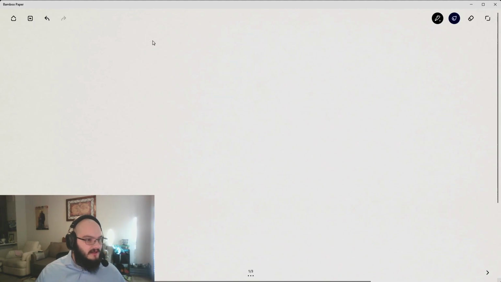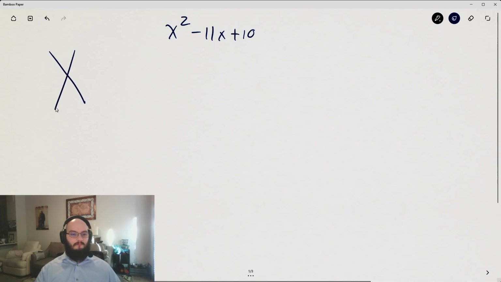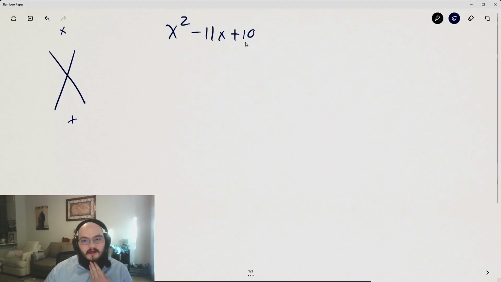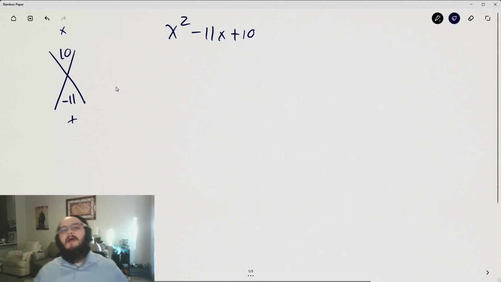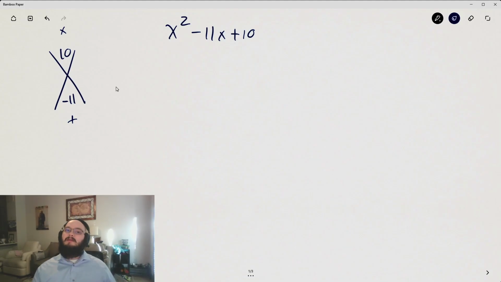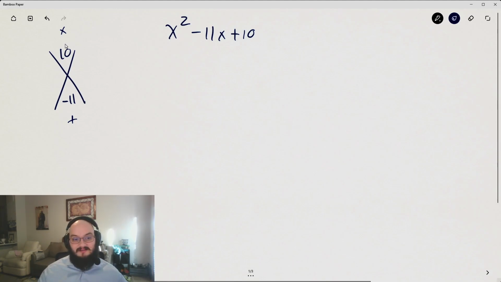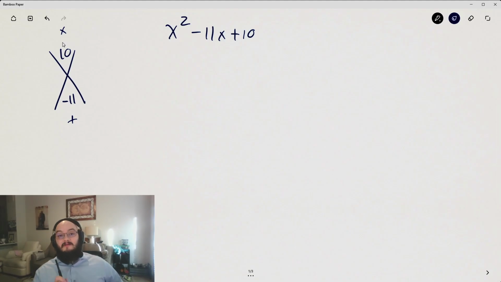Okay, so our next example is x squared minus 11x plus 10. All right, so we need to find two numbers that multiply to make 10, but add together to make negative 11. If we're adding numbers together and we wind up with a negative, at least one of them must be negative. And in this case, we know they both have to be negative because our 10 up here is positive. Because remember, a negative times a negative makes a positive.